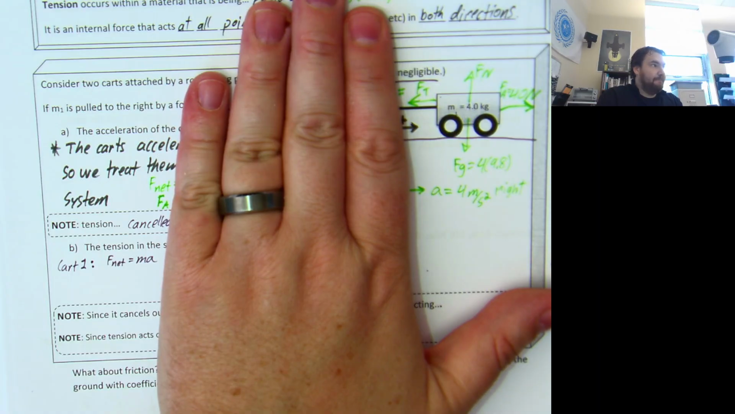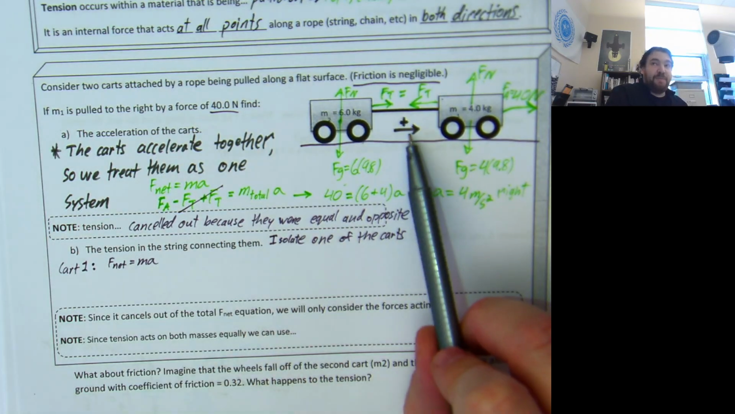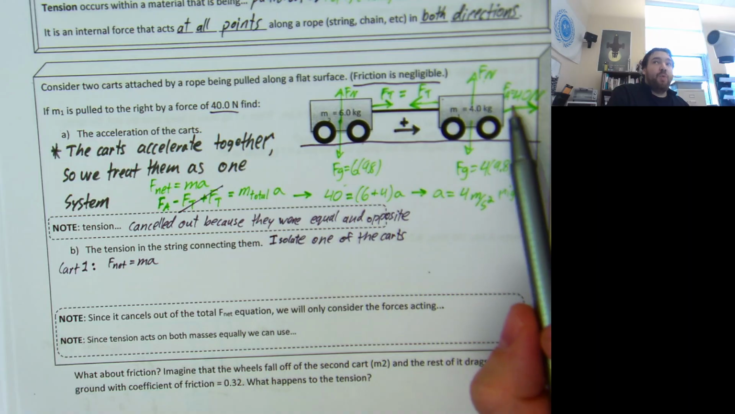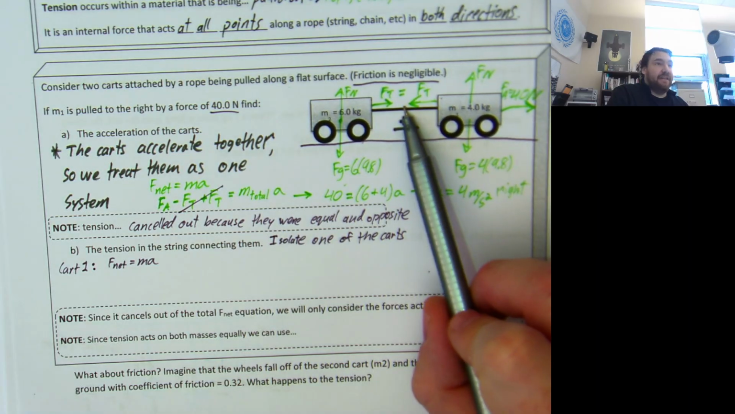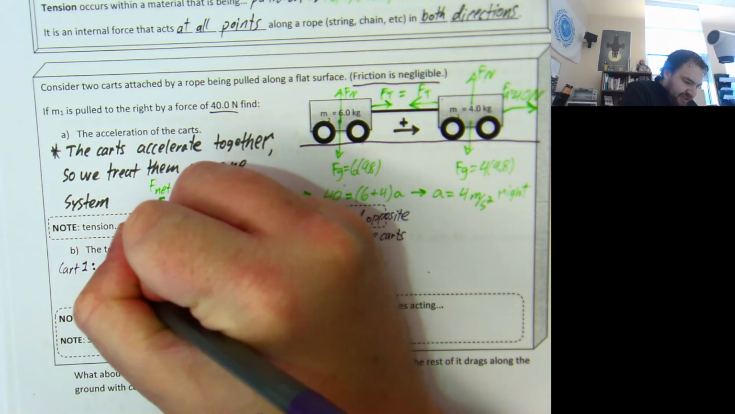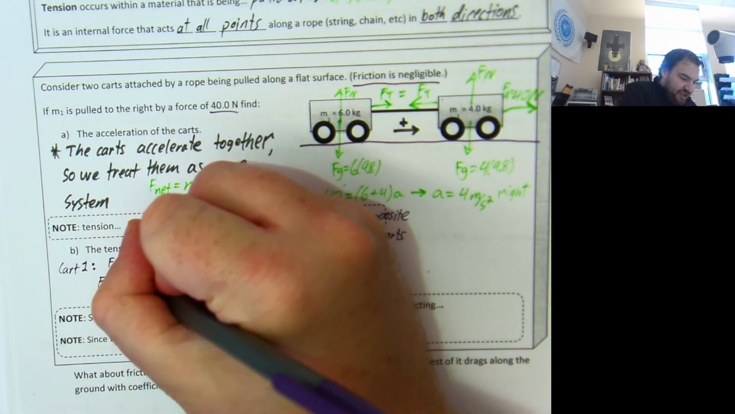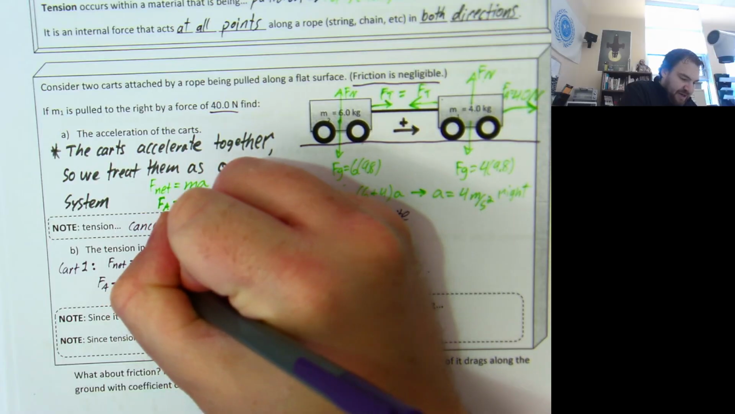Brad. Yeah. In the direction of motion. So FA and FT. Good. We said to the right was positive already. So if we're looking at cart 1, we've got FA to the right and FT to the left. So we're going to have FA minus FT, because we're ignoring the other cart, is going to equal the mass of cart 1 times a.